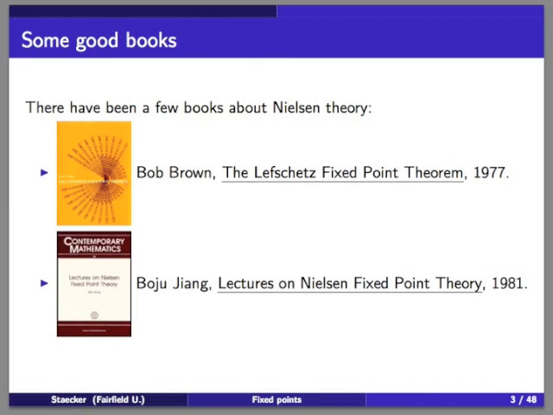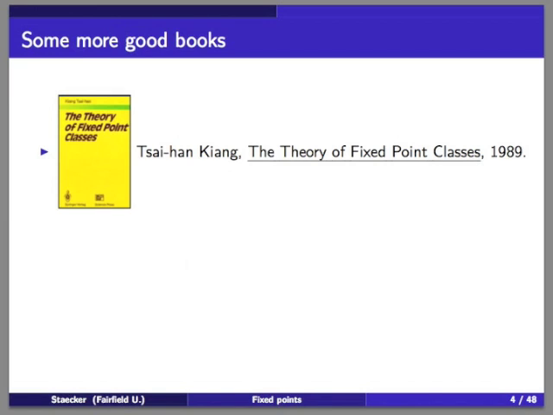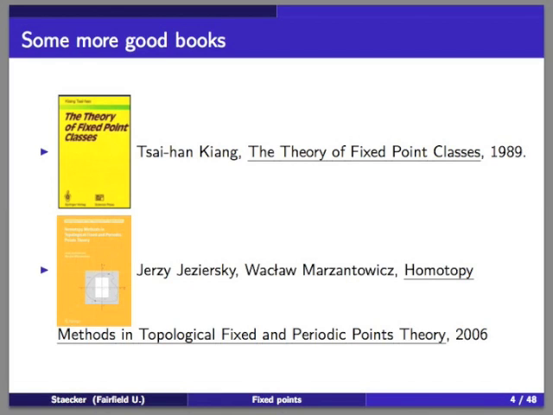The next major one, Boju Jiang from 1981. There was also a book by Jiang in 1989. This one is at, I would say, a more elementary level than the Jiang book. It's, I think, suitable for strong undergraduates. It's a good introduction to the basic ideas. And then a recent one by Jezierski and Marzantowicz, Homotopy Methods in Topological Fixed and Periodic Points Theory.